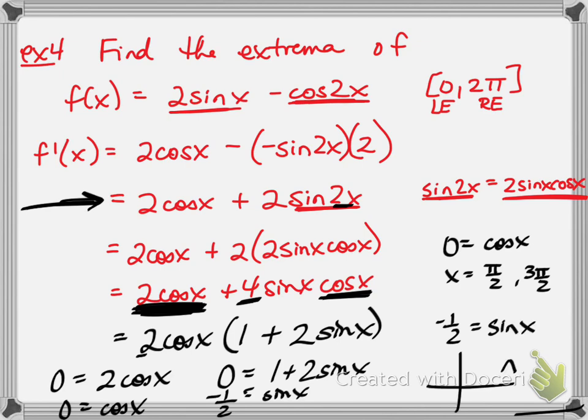Let's see, sine is positive here. Sine's negative here and here. So you're looking in those quadrants at the y values. That's a pi over 6, so I don't have my unit circle out. That's 7 pi over 6 and 11 pi over 6 if we use our reference angles. So, whoa, we've got 4 possible critical numbers.